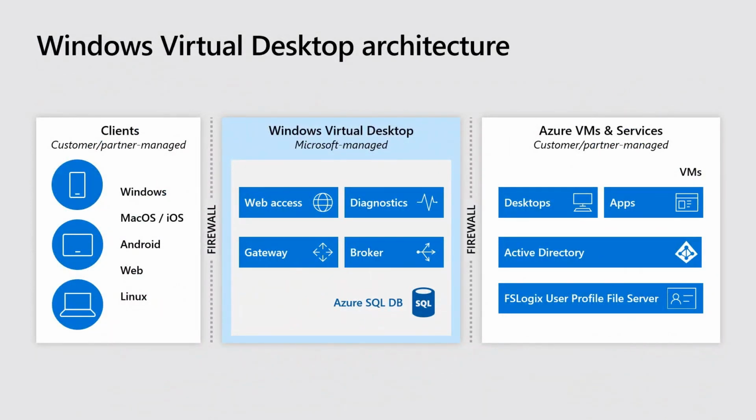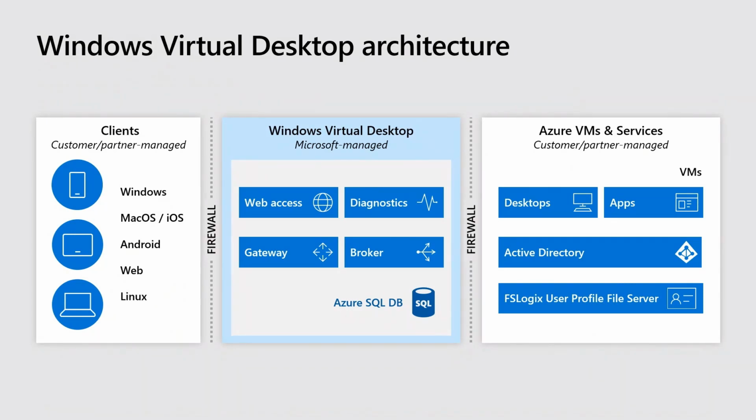So let's dive into the architecture of Windows Virtual Desktop. The overall service consists of three major parts. There are clients that end users use to access the service. There's the core service in Azure that's managed by Microsoft. And then there are customer deployed VMs that run on Azure infrastructure.